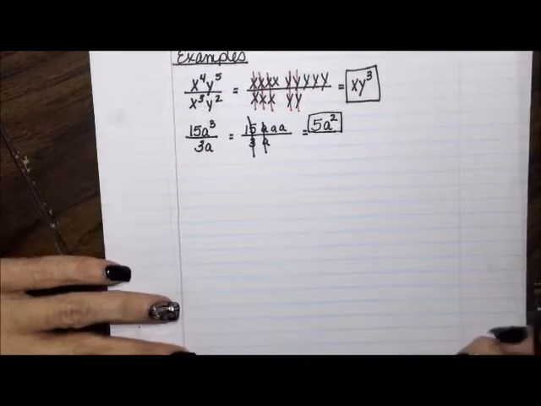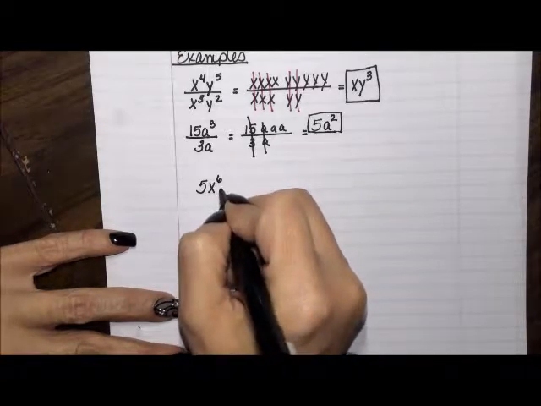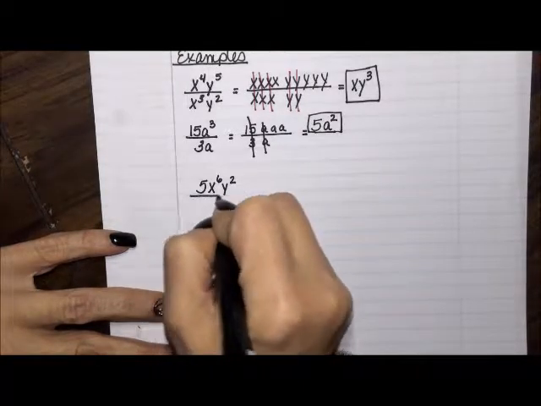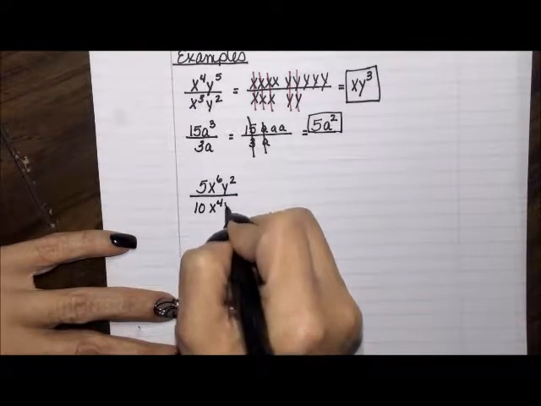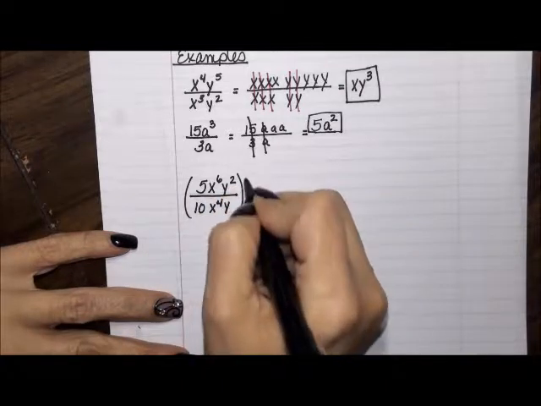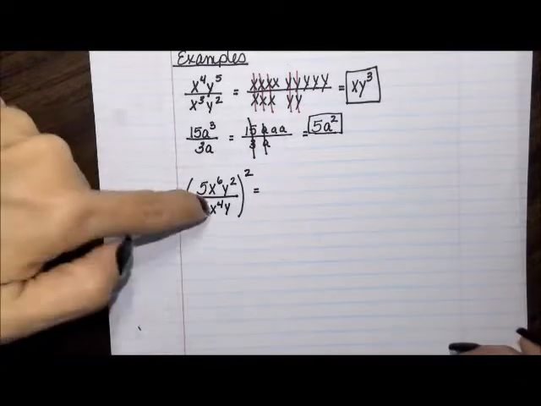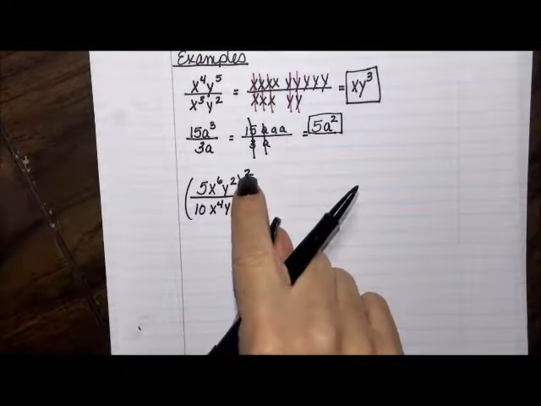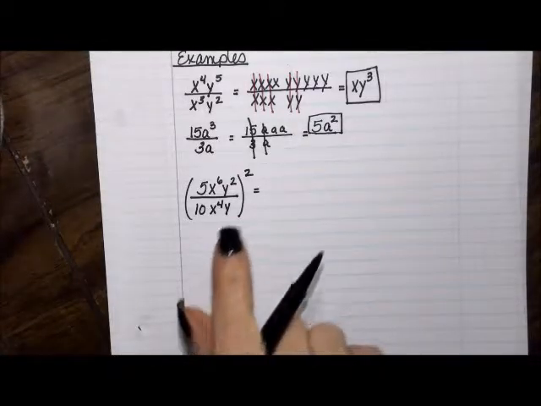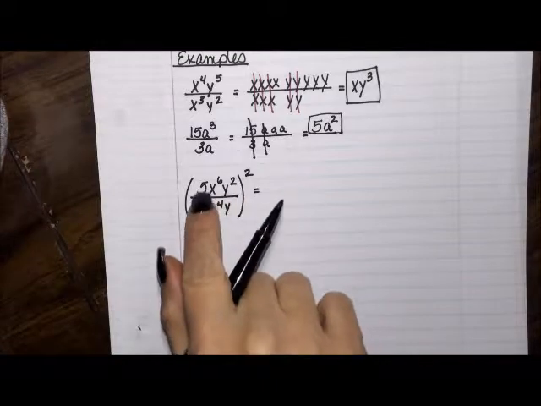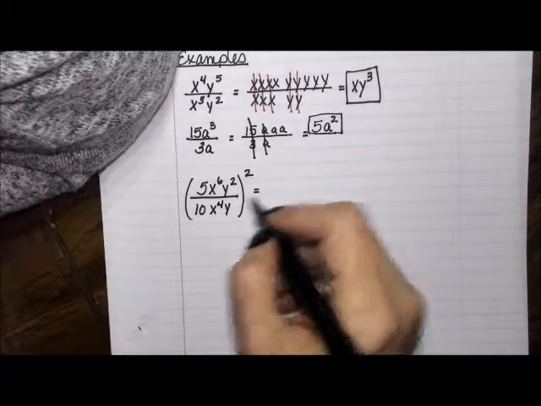All right, so I'm going to jump down. I'm just going to go all out here. This is number 18. 5x to the 6th y squared, and then we have 10x to the 4th y. All of this is squared. Now, we kind of talked about what that means when you have that parenthesis on the outside, but we haven't done a whole lot of those yet. So I think I want to do the math in here first, and then I'll do that last. So let's do the math inside here.